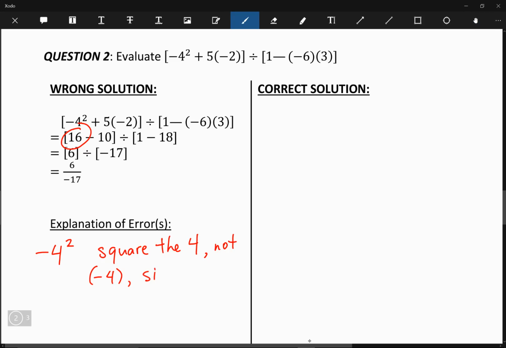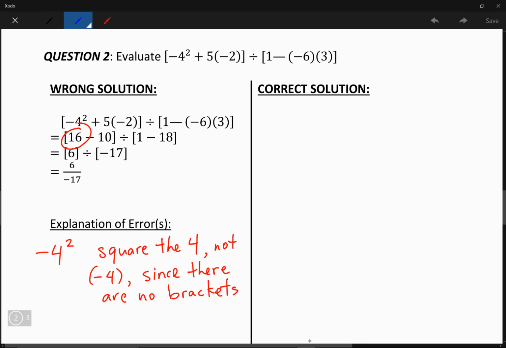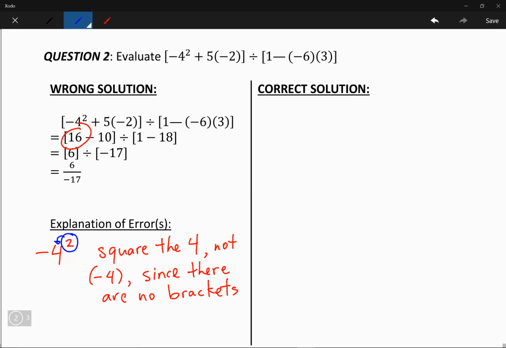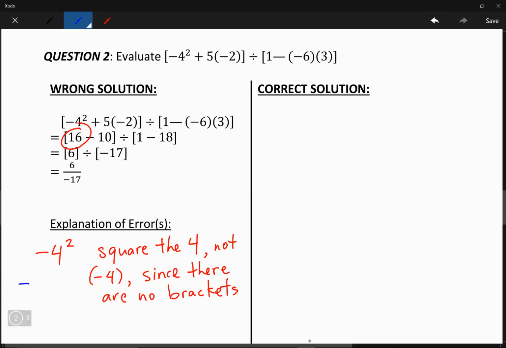Okay, since there are no brackets. So you look at that negative 4 squared, there's no brackets around negative 4. So the squared, this guy over here, 2, it only operates on the number it is attached to. Okay, it's only operating on the 4. So it has to be, you treat it like this. So you have to treat it like it was negative 4 was in brackets squared.